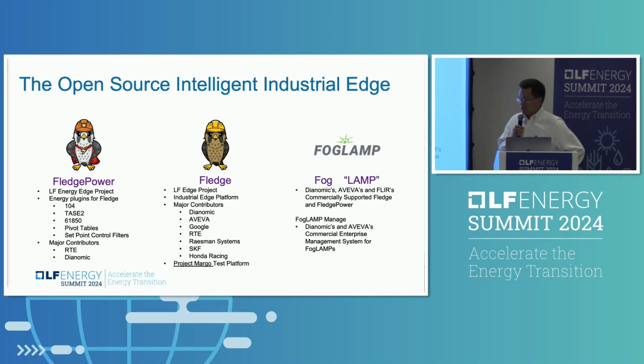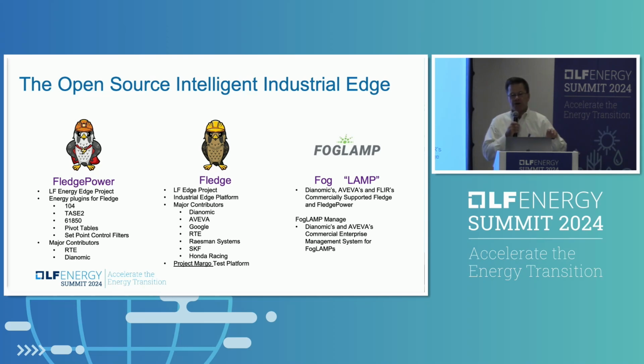So the project started by contributing FogLamp to the Linux Foundation umbrella group called LF Edge. So there are about half a dozen projects at LF Edge, and Fledge is one of them. And that's the basic set of microservice code that I'll talk about shortly.